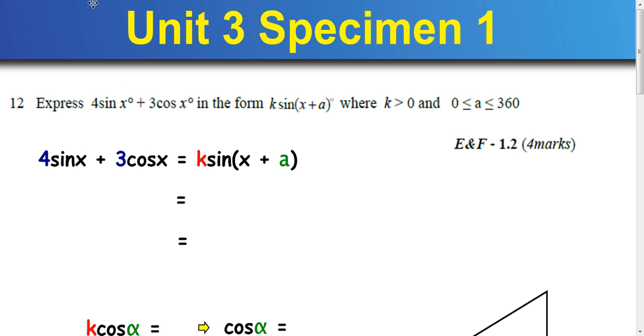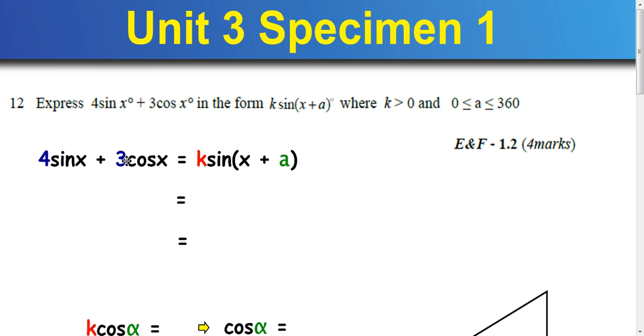In this lesson we're going to look at the wave function questions in the Unit 3 Specimen 1 Higher NAB. First question: express 4 sin x plus 3 cos x in the form k sin(x plus alpha), where k is bigger than 0 and alpha is between 0 and 360.